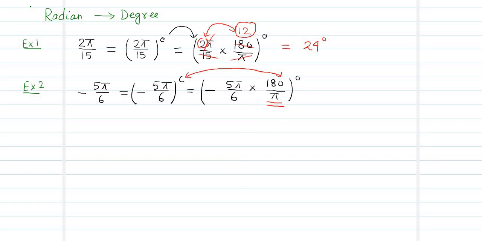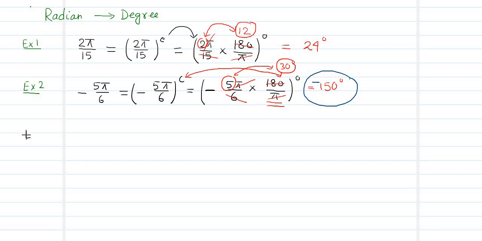So obviously pi and pi cancel. This 6 and 180 gives us 30. So two things are there, one is 5, another one is 30, and we need to multiply them together so that we get 150 degree with a negative sign. So let me put a negative sign here. So this is equal to minus 150 degree.